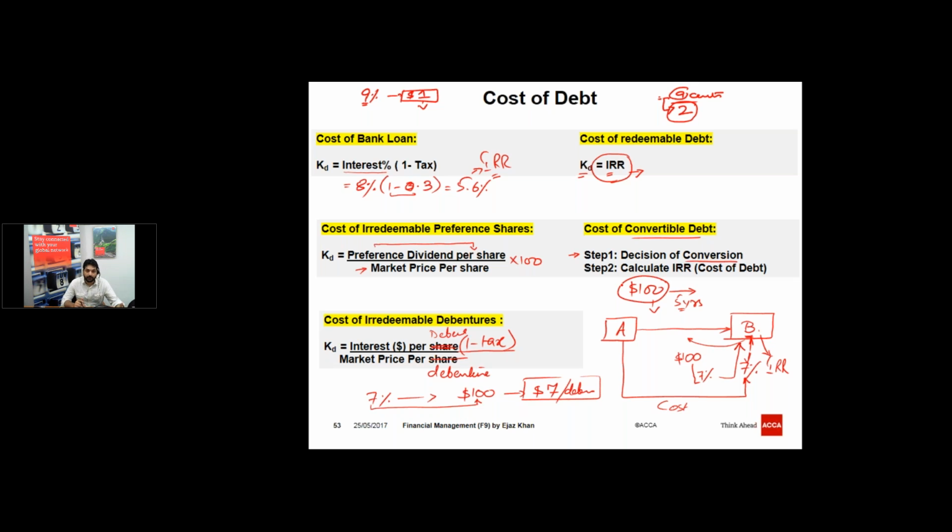We'll assume that the investor will be rational and he will choose the best option. If the value of shares will be higher after 5 years, he will go for conversion. If the value of redemption is higher than the value of shares after 5 years, he will go for redemption. So first of all, we have to see what the decision of the investor will be after 5 years, and then we will calculate IRR. And why we are going to do it, we'll discuss in a while.